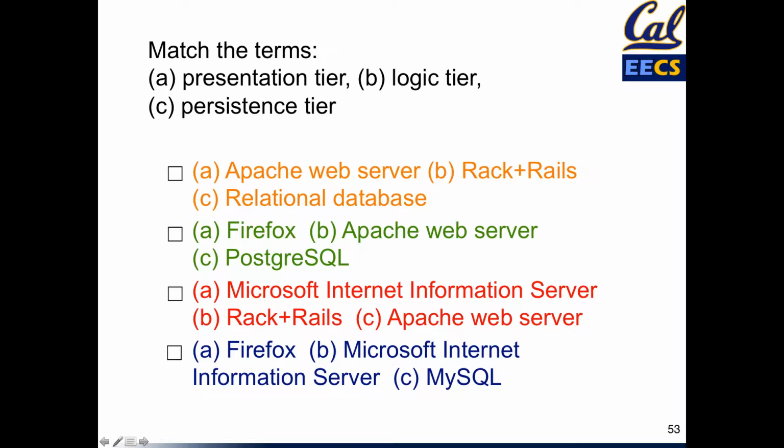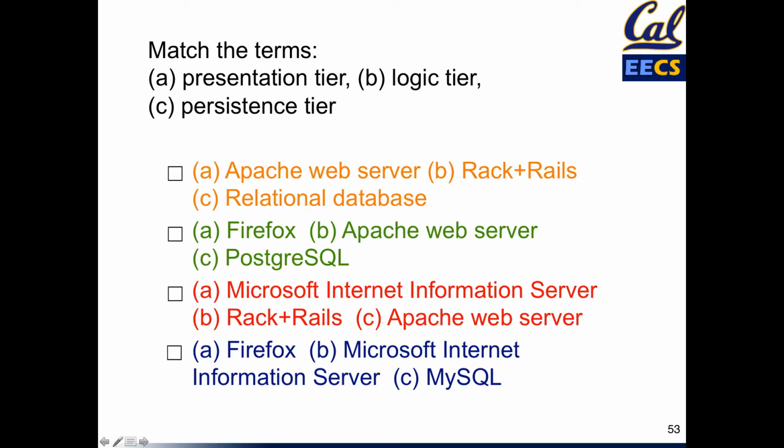The presentation tier is the first thing the client sees when it asks a question. So it's their first point of contact with the server. That means that the presentation tier is going to be a web server of some kind. Apache is a plausible answer to that. Internet Information Server from Microsoft is an answer, but Firefox clearly is not, because the presentation tier is some part of the server and Firefox is a client. So that rules out the green answer and it rules out the blue answer over here.